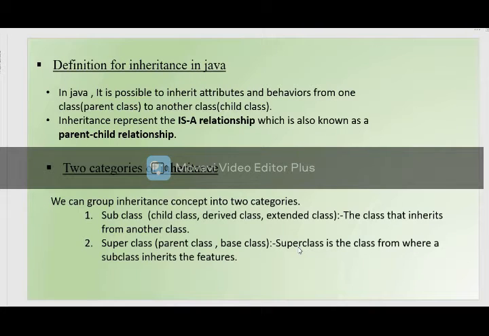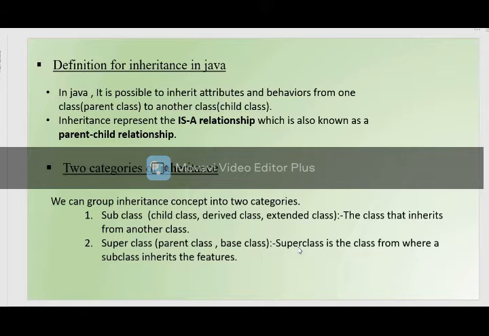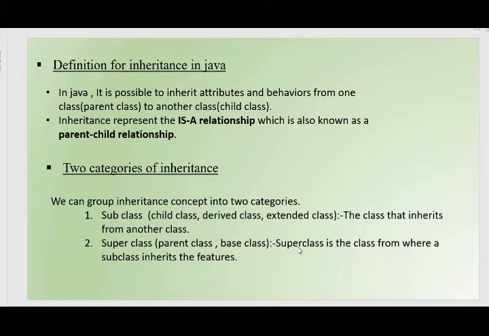Definition of inheritance in Java. In Java, it is possible to inherit attributes and behaviors from one class to another class. What are attributes and behaviors? Attributes and behaviors we can call methods and variables. And inheritance represents an is-a relationship, which is also known as a parent-child relationship. I am taking an example to explain it. Think of a father-son relationship. The son has all the attributes of the father. That is an example.